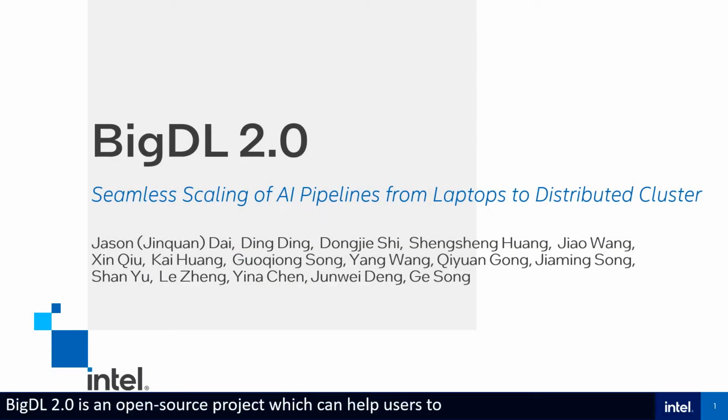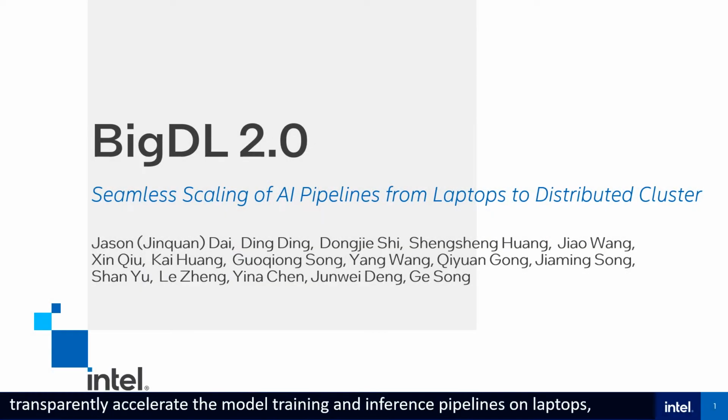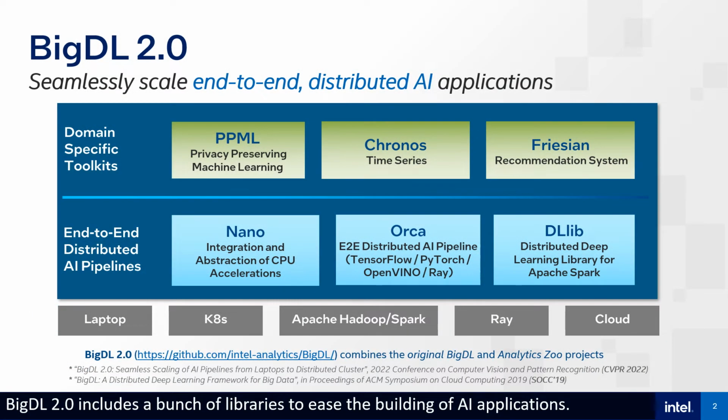BigDL 2.0 is an open source project which can help users to transparently accelerate the model training and inference pipelines on laptops and seamlessly scale local code to handle massive data on a large cluster. BigDL 2.0 includes a bunch of libraries to ease the building of AI applications.